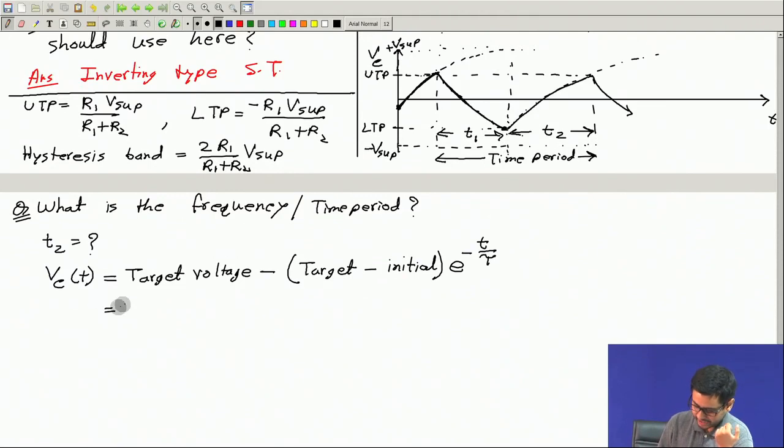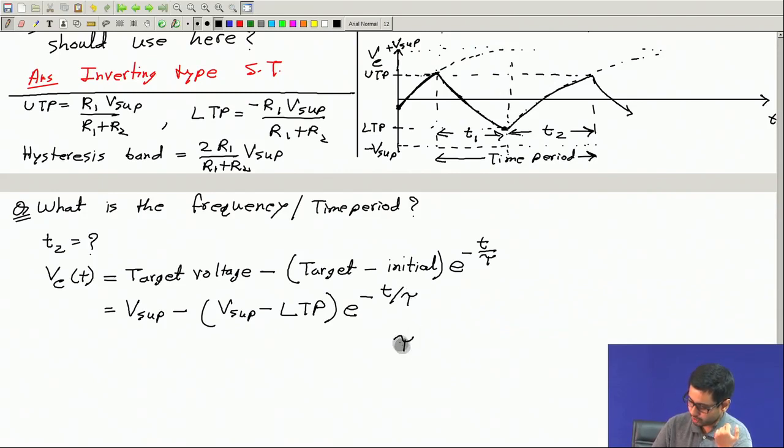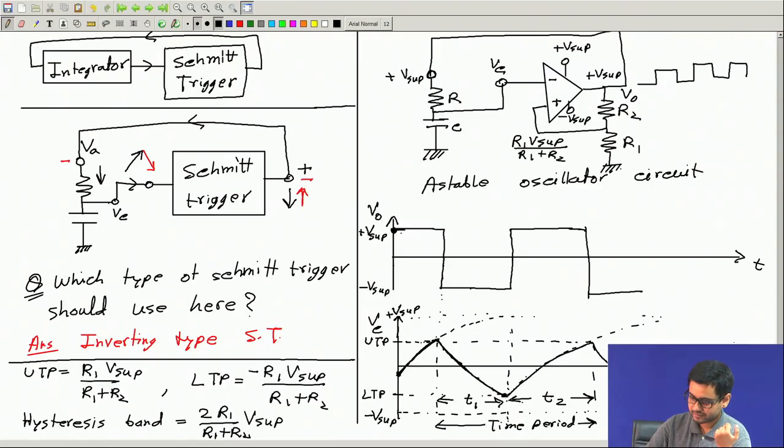Now, what is the target voltage? Where is this capacitor voltage trying to go? It is trying to reach plus V supply. So, this is V supply minus (V supply minus initial). The initial value is, let us call it LTP, and the value of LTP is given here. So, we can put the value also, multiplied by e to the power minus t by tau. What is tau? Tau is nothing but R times C, this R and this C.